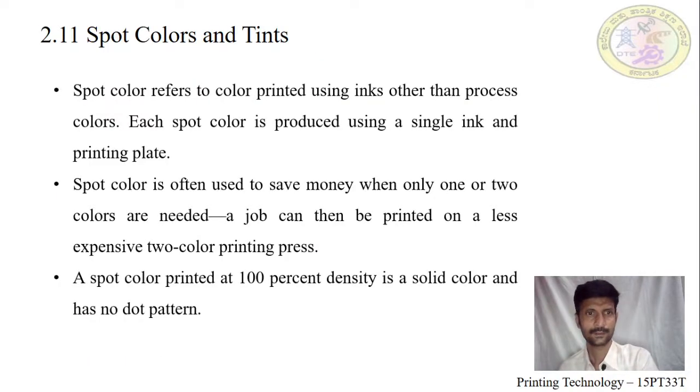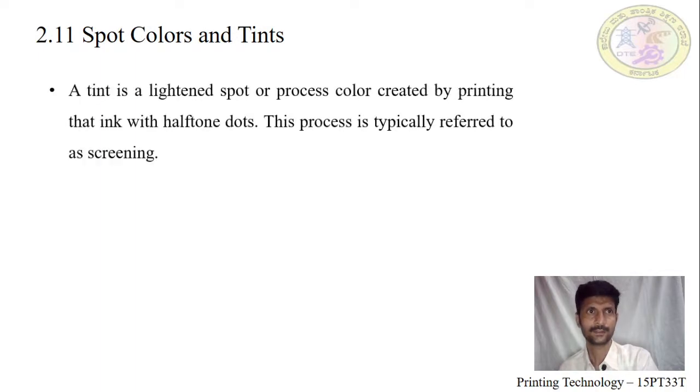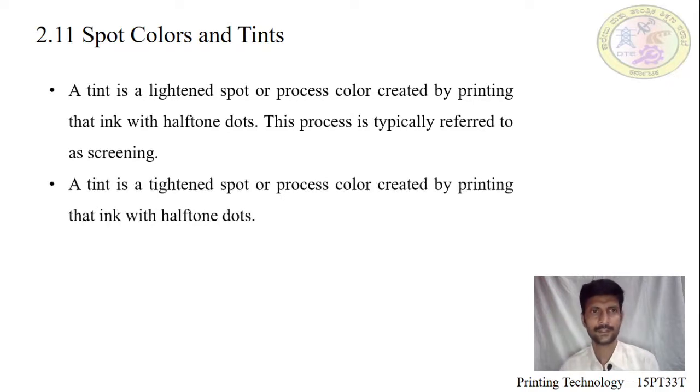Next, we will see the tint. A tint is a lightened spot or process color created by printing the ink with halftone dots. This process is typically referred to as screening. A tint is a lightened spot or process color created by printing that ink with halftone dots.